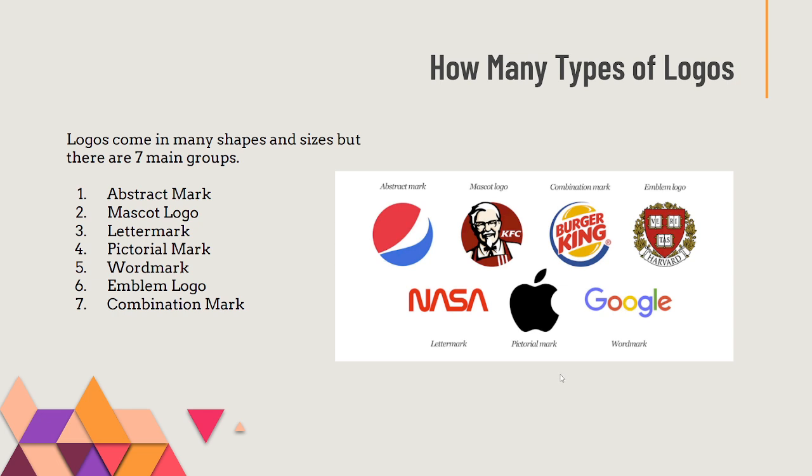So, how many types of logos are there? There are about 7 main groups. There's an abstract logo, a mascot logo, a letter mark, a pictorial mark, a word mark, an emblem logo, and a combination mark. So, you can see examples of all of them over here.